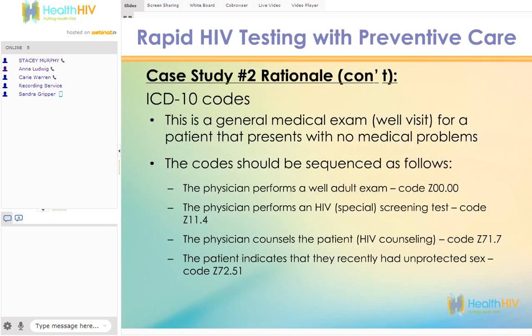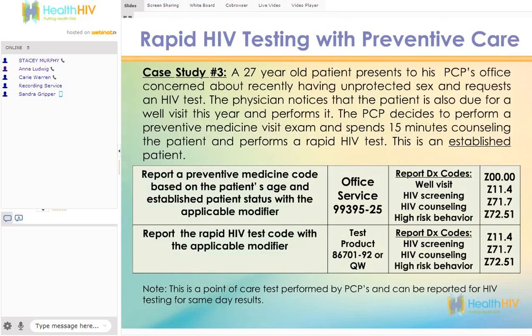The ICD-9 codes are here on your next slide. Your well visit diagnosis code, your HIV screening code, the counseling, and the Z72.51 for recently having unprotected sex. This one is similar. This is just an established patient, so the codes are all the same. The only difference is now we're using an established patient visit code.